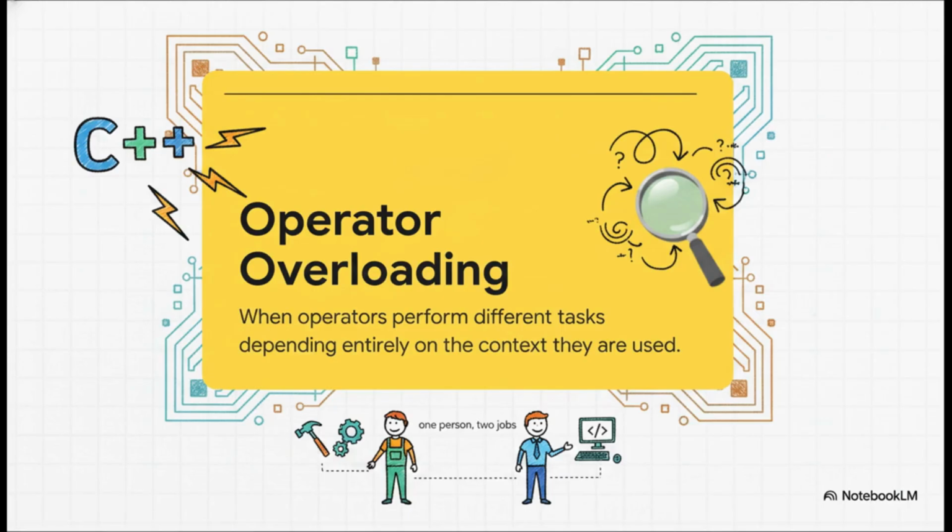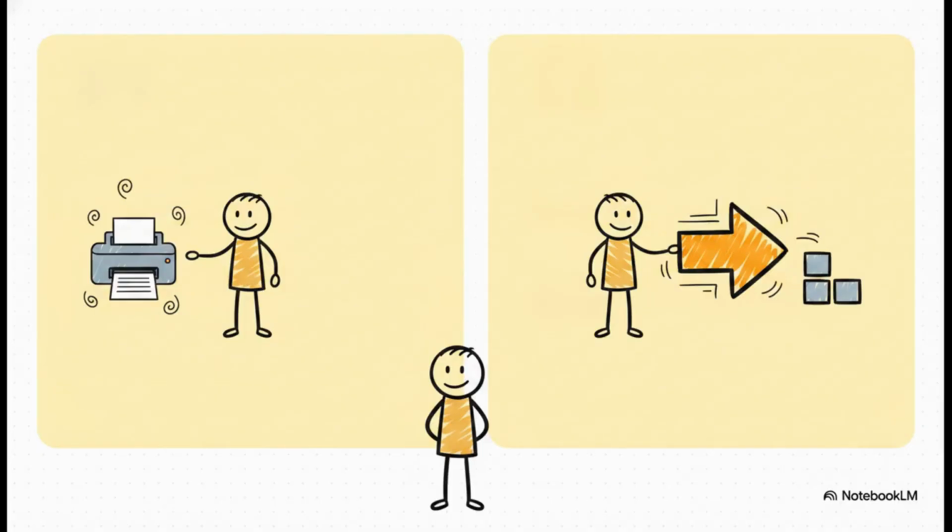Operator overloading is this fascinating concept where the compiler is actually smart enough to look at the context surrounding a symbol to figure out what job you want it to do. It's like one person working two very different jobs depending entirely on where they're standing. This perfectly proves how the exact same symbols can moonlight doing two completely distinct jobs.